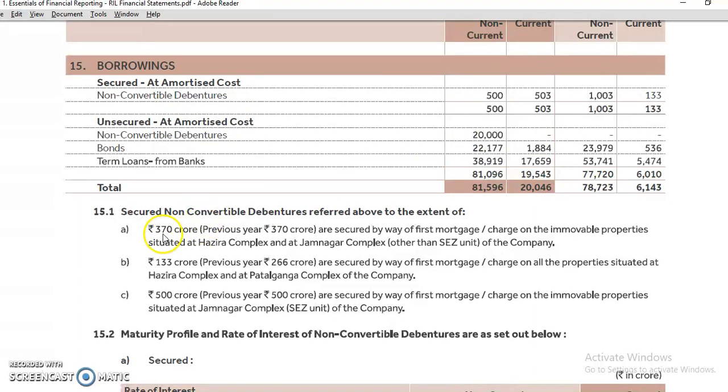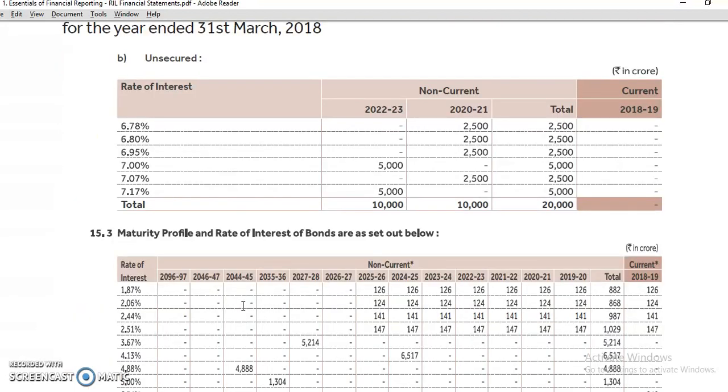So how do we secure them? Here in the secured part are the details of how we secured, what kind of assets we mortgaged. This information is pretty important for a person who is buying the assets. If you look at the assets in the financial statements, and you see this particular property, Hazaria complex and Jamnagar complex, is mortgaged for these, they wouldn't really deal with this asset anymore. So this is to safeguard the general interest of the public. Now this was 15.